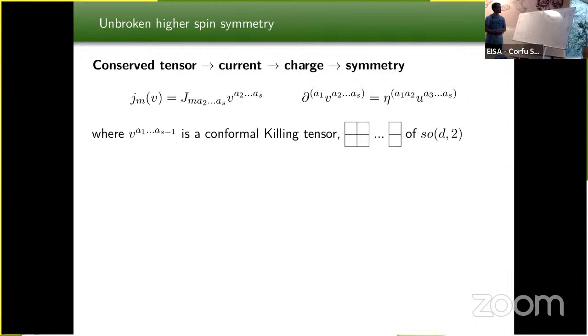If we proceed with the usual logic, like we have a conserved tensor, we should construct a current, then we have a charge, then we can have a look at our symmetry algebra. Then it's easy to see, of course, that if you have a conserved tensor, you need to kill all but one index, which you can do with some generalization of the conformal Killing vector called a Killing tensor. And this way you get lots of conserved currents. They're parameterized by these Killing tensors. And this way you also get a lot of conserved charges.